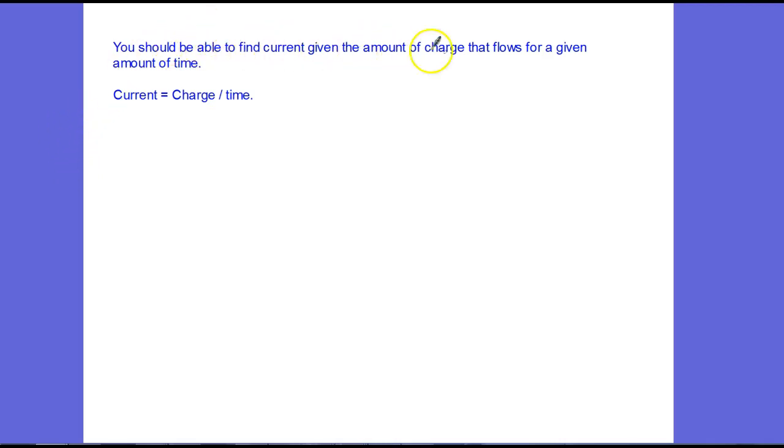You should be able to find current. We already talked about this. If you're given charge and time, you need to be able to find current, and we actually just did an example of that.